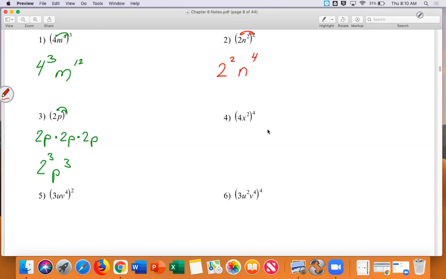All right, number 4, AJ. What do you got with number 4? Is it 4 to the 4th? 4 to the 4th, x to the actually, 8. Last 2, Kanye. What do you got with number 5? Perfect.